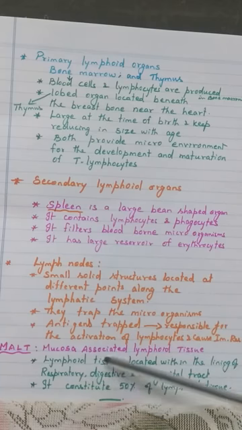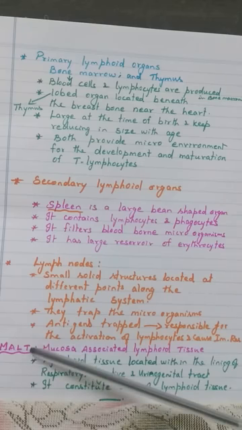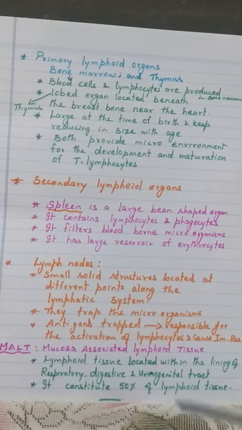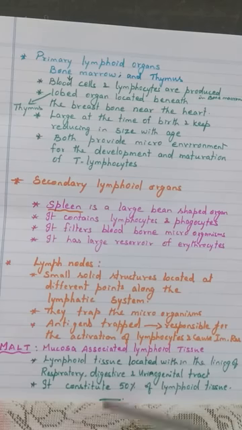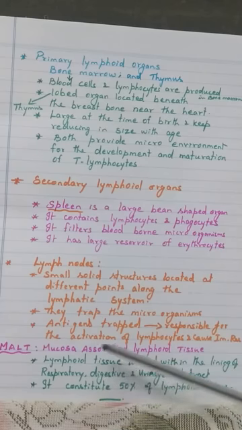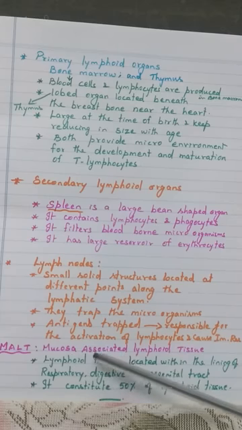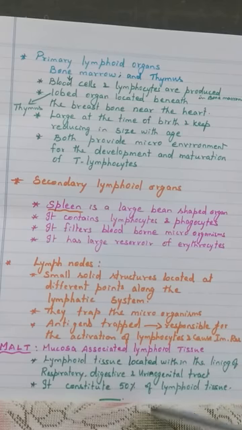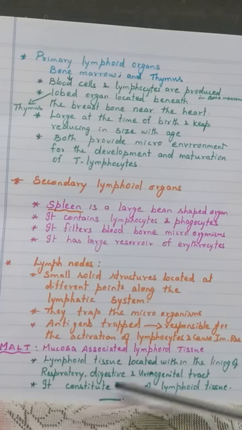And another lymphoid tissue is MALT, mucosa associated lymphoid tissue. This lymphoid tissue is located within the lining of the respiratory, digestive and urinogenital tract. It is called mucosa associated because of the mucus lining. It constitutes 50% of lymphoid tissue.